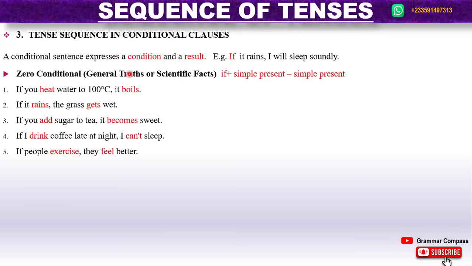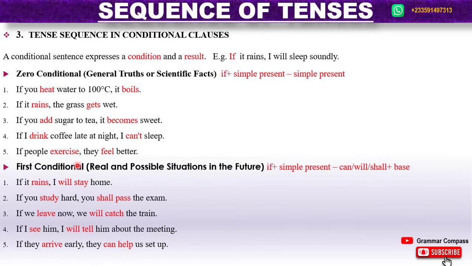So here we are talking about truths or facts. Therefore, the verb in the conditional clause, which is the if clause, is simple present. So we would use the simple present form of the verb in the main clause. Take note, this is the zero conditional. Let us look at the next type of conditional statements.